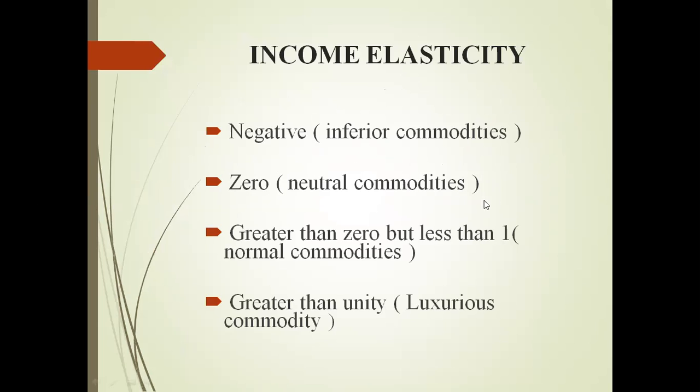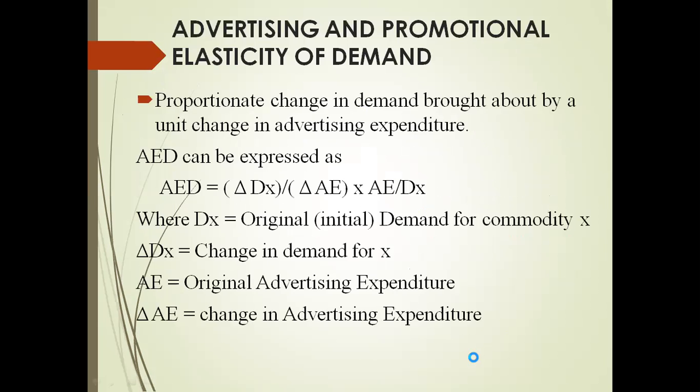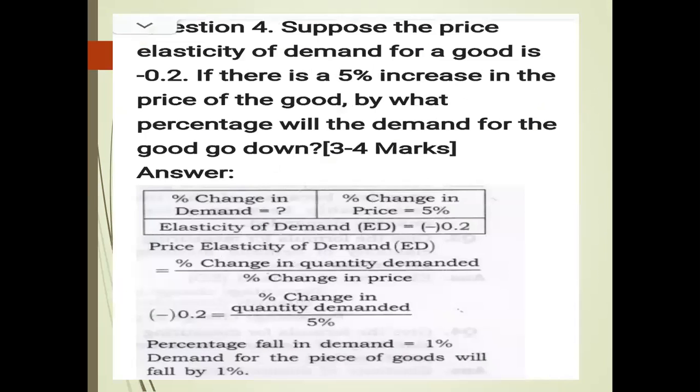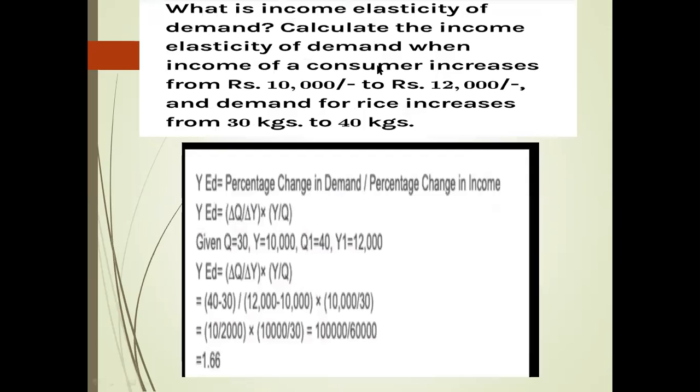When it is zero, neutral. Greater than 0 but less than 1, normal. Greater than unity, it means it is a luxurious product. So in this case, when we are solving this question, we can say that rice is a luxurious product. Okay, for this particular question. So I hope this is clear for everyone.